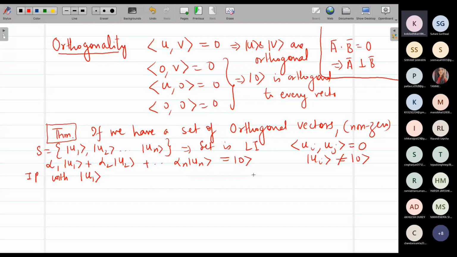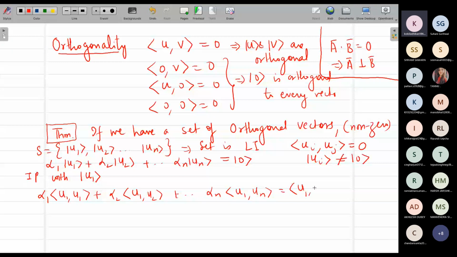So take the inner product of the whole. So what should I be having? Alpha 1 ⟨u1, u1⟩ plus alpha 2 ⟨u1, u2⟩ plus ... alpha n ⟨u1, un⟩ is equal to ⟨u1, 0⟩.